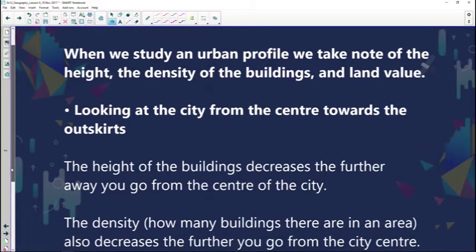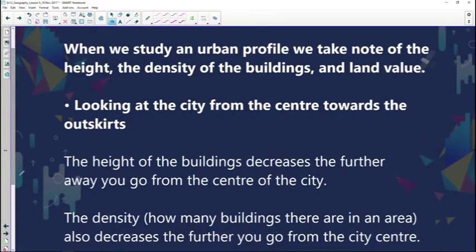Now, when we study our urban profile, we have a look at the density. What does density mean? The amount of buildings in an area. The height of the buildings, like I've mentioned, if you look at the CBD, skyscrapers, very tall buildings, and the land value. Now, that kind of makes sense. People build up, not sideways, because it's too expensive. So they'd rather go up.